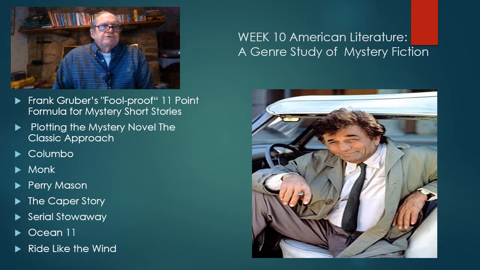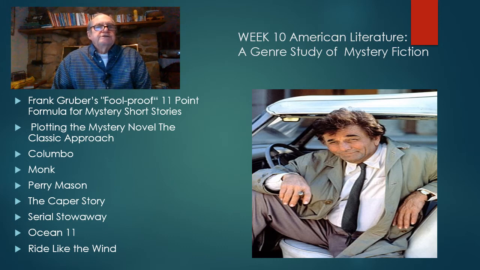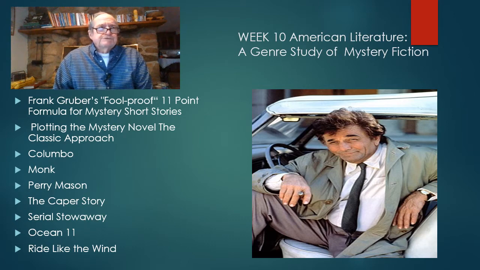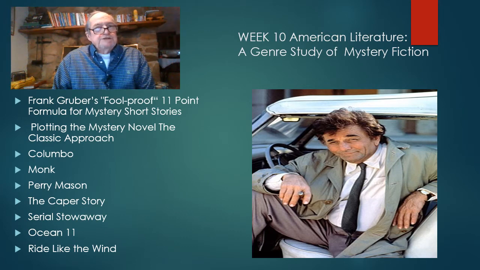One is called Frank Gruber's Foolproof 11-Point Formula for Mystery Short Stories. As a reader, if you understand the structure, also known as the formula of a mystery story, it makes it a lot easier to put the pieces of the puzzle together. Frank Gruber is a pulp mystery fiction writer, and through the years of writing, he's come up with his successful 11-point formula. We're going to look at how the overall story is structured and how one thing leads into the other.